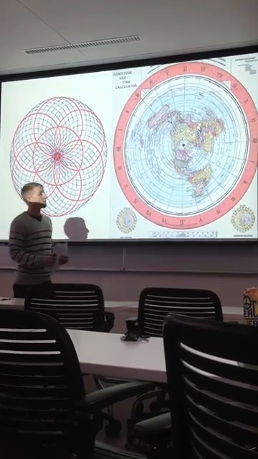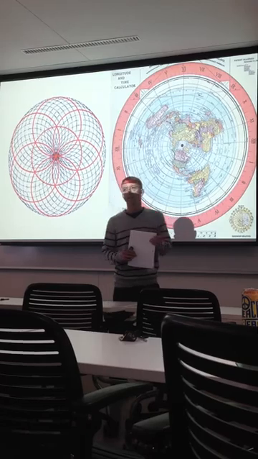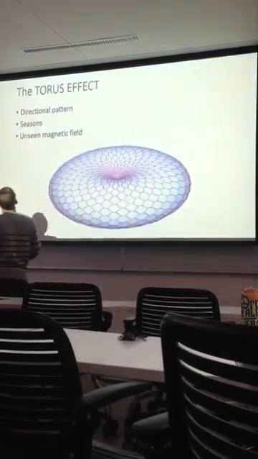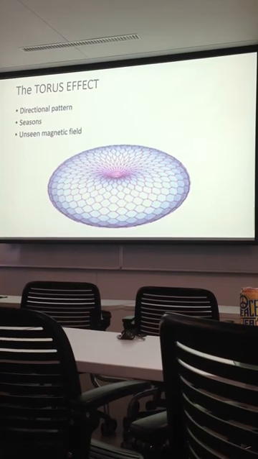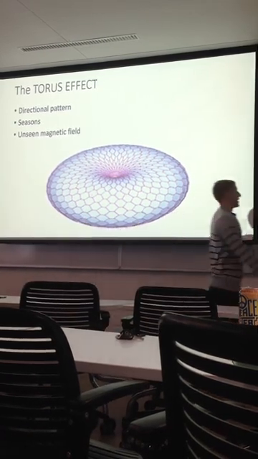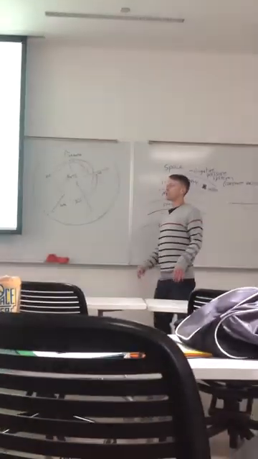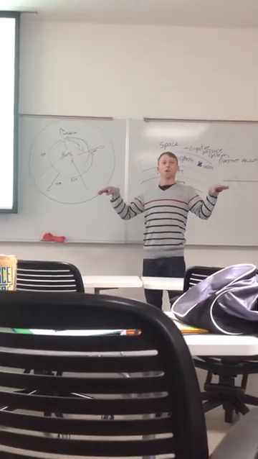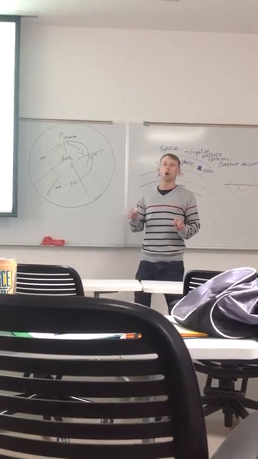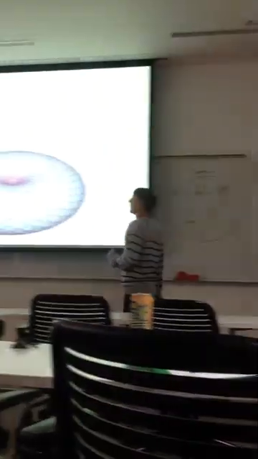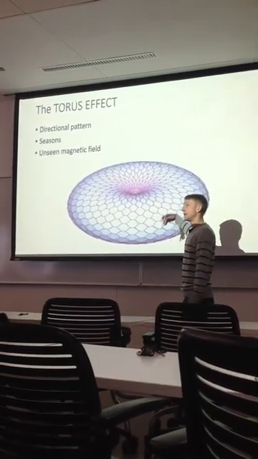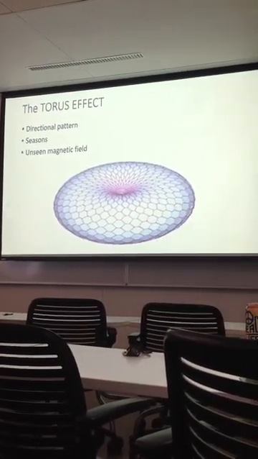But have you guys ever heard of the torus effect? Nobody has ever heard of the torus effect in here? No. I'll explain the directional pattern right now. It'll make it easier for you to understand this map. In this map, the Earth is a stationary plane. When the Earth is stationary, the sun, moon, and stars all wrap around us. A lot of people don't get the directional pattern. That's what I'm willing to explain right now.